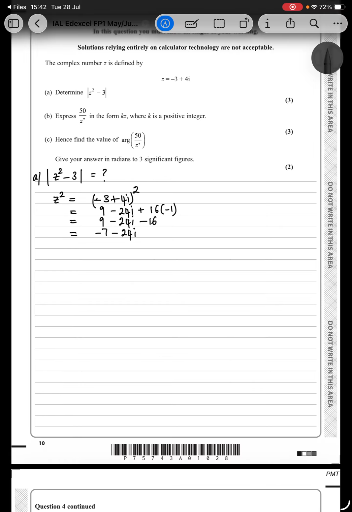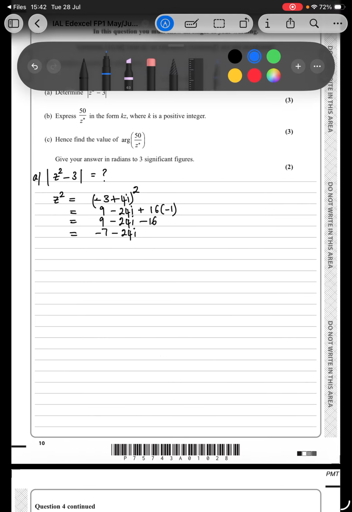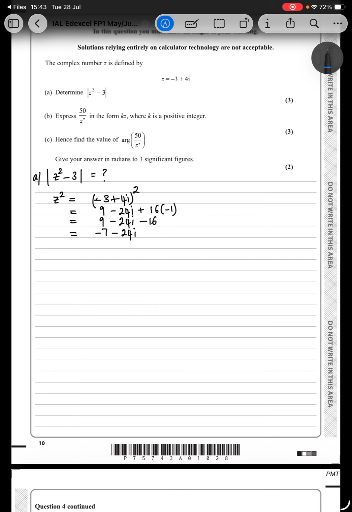Now why the i squared is minus 1 is because we know that the square root of minus 1 is i. So if we need to find i squared, we need to square the square root of minus 1. So basically the square and the square root cancel each other off and we get minus 1.